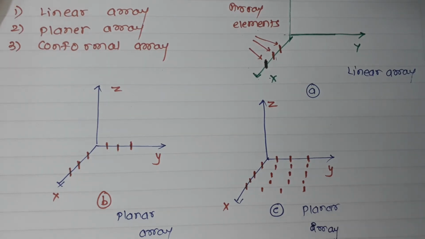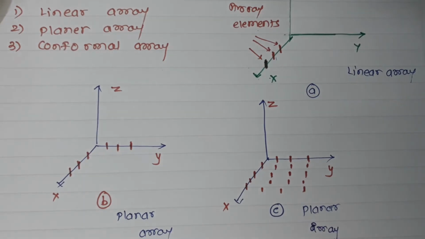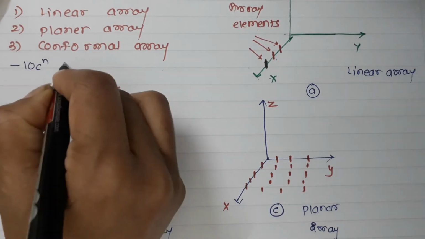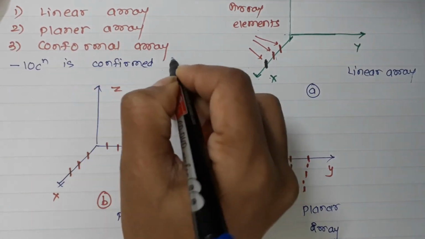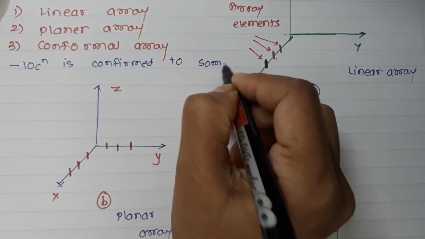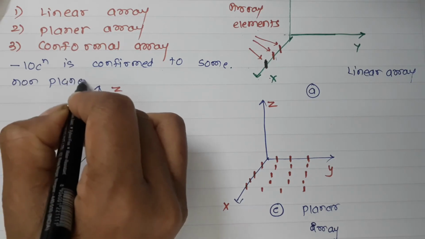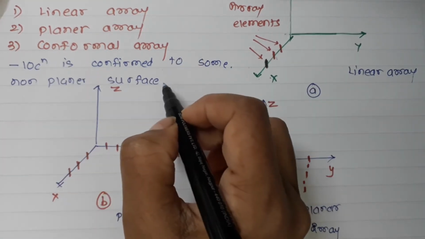Now let us talk about the conformal array. Conformal arrays are arrays whose locations must conform to some non-planar surface. So you can say the location is conformed to some non-planar surface, such as aircraft or missiles.